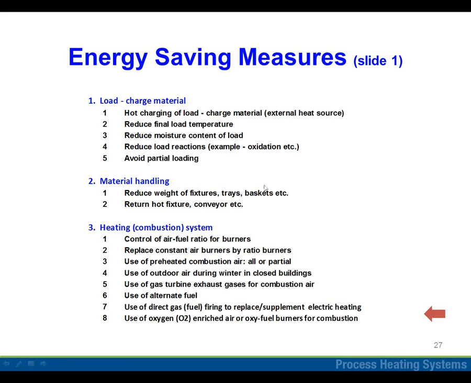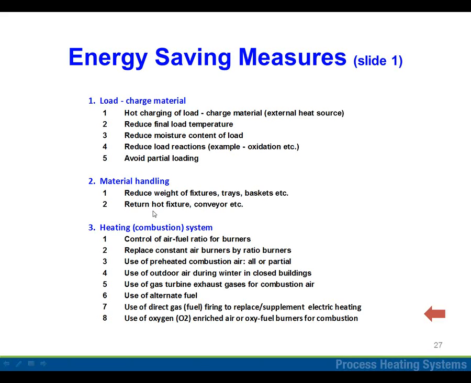Avoid partial loading. This is one of the most important things. A furnace is designed, like in your case, for 110 tons an hour, and you run it only at 60 tons an hour. You pay a pretty heavy penalty for that. And actually, the FAST program can help you see what kind of penalty you pay if you run the furnace at partial loading. Then the next area is material handling. This is more or less used for heat treating kinds of operations, where you reduce the fixture, tray, and basket weights.